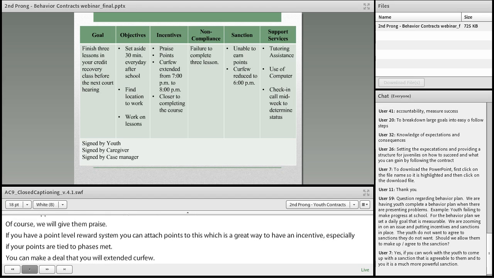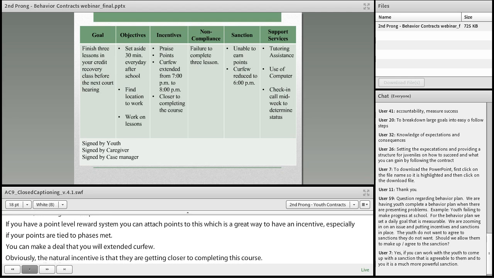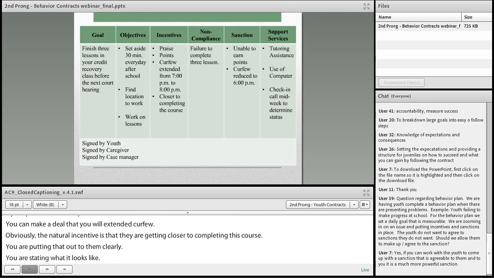It's very clear. You're stating what it looks like, what non-compliance looks like, which is basically failure to complete these lessons. And then you're talking about what will happen if you don't. You won't earn the points.